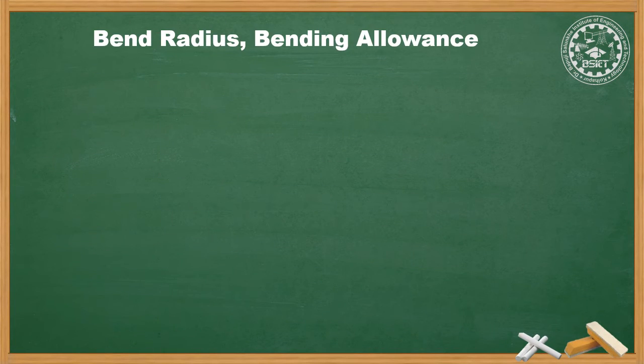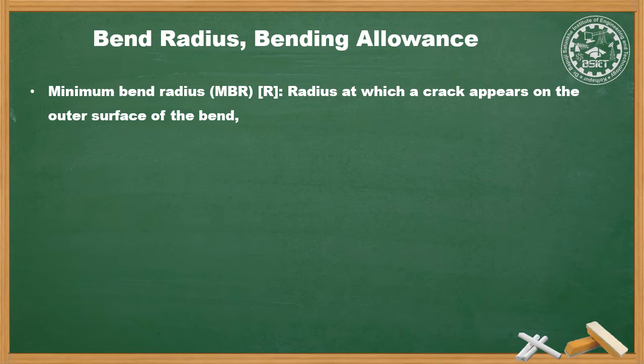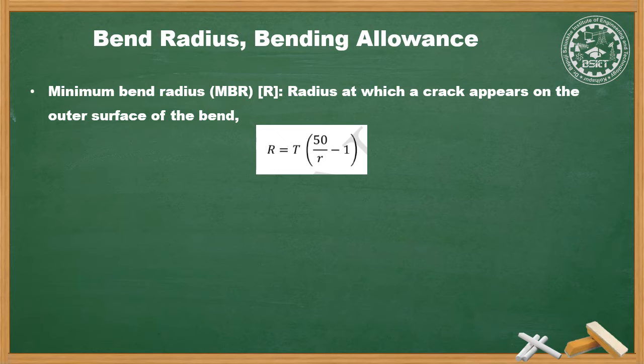So, in order to calculate the bend radius, the minimum bend radius is the radius at which the crack appears on the outer surface of the bend. It is given by the formula R is equal to T into bracket 50 upon small r minus 1, where the capital R stands for the bend radius, T stands for the thickness of material, and small r stands for the tensile reduction of area.